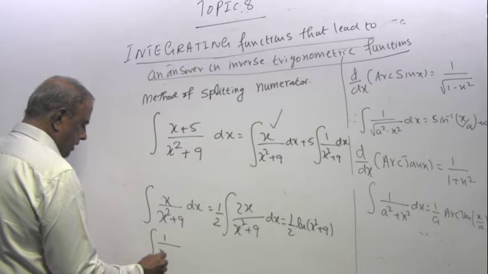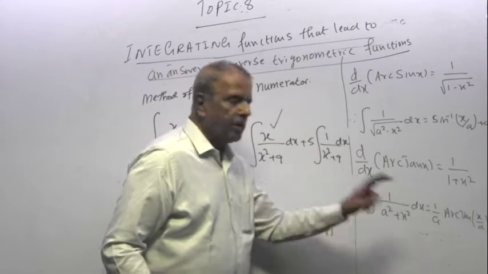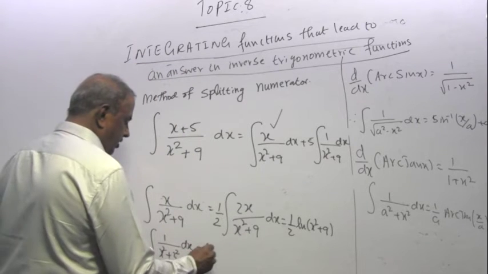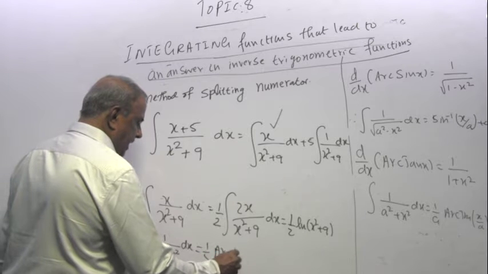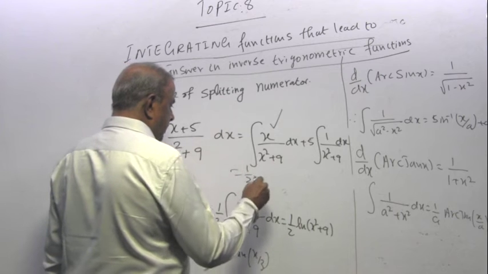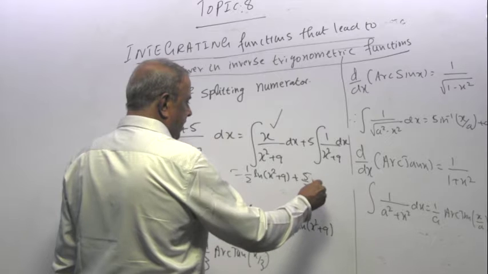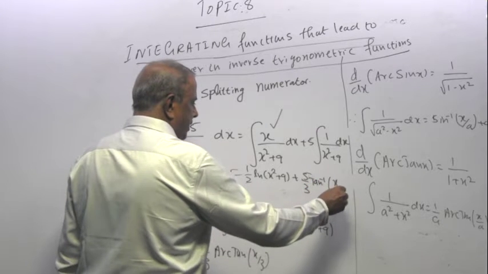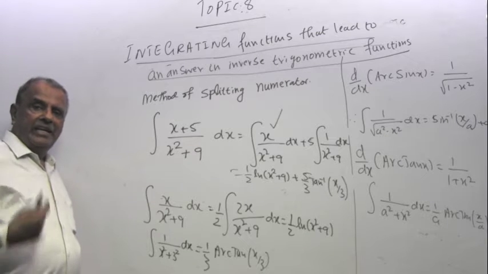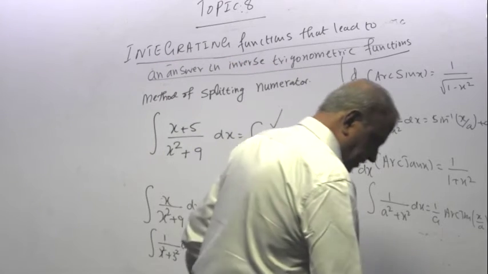The integral of 1 over x squared plus 3 squared dx resembles 1 over a squared plus x squared. In place of a, you have 3. So it is 1 over 3 arc tan of x over 3. So the answer becomes half ln of x squared plus 9 plus 5 over 3 tan inverse of x over 3. In the exam, they will not tell you to split the numerator and integrate. It is for you to analyze and figure out. Okay. Let's take another example.